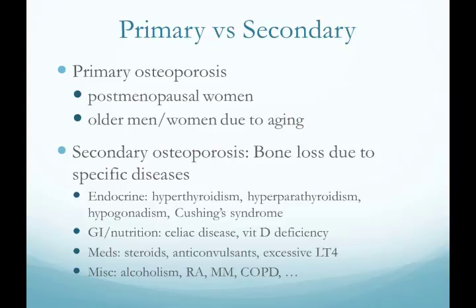And then there are a whole lot of other things. Alcoholism, rheumatoid arthritis, multiple myeloma, COPD. The list is very long. There are big, big tables in every textbook about causes of secondary osteoporosis. And I just chose the most common ones and important ones.